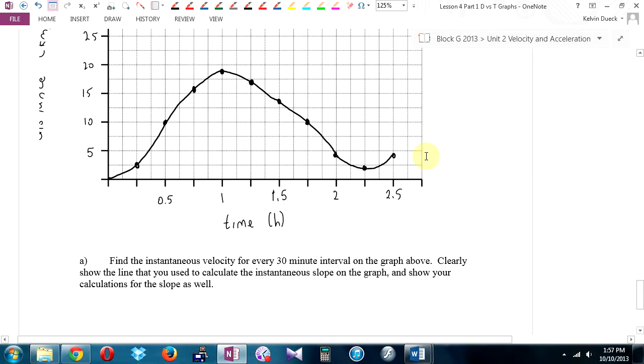It says find the instantaneous velocity for every 30-minute interval on the graph above. So look at my x-axis. What are we measuring time in? Hours? So 30 minutes is going to be how much of an hour? So I would like you to find every half hour, there, and there.